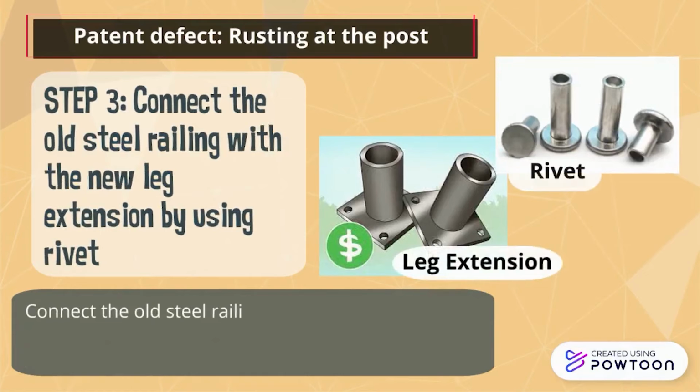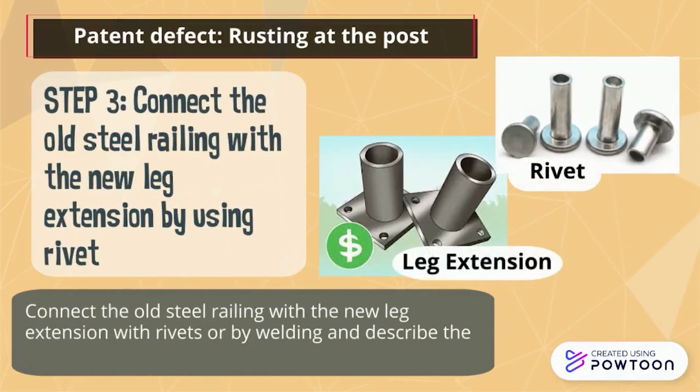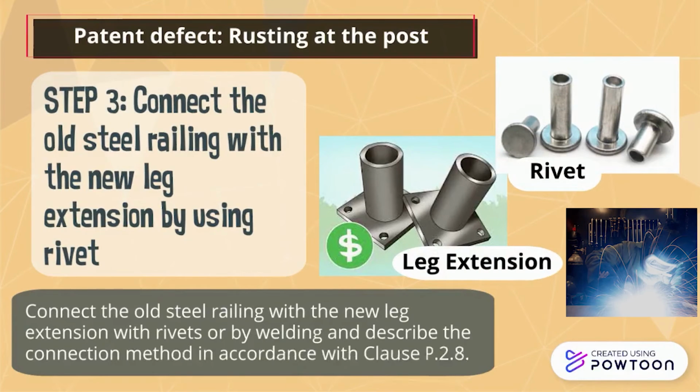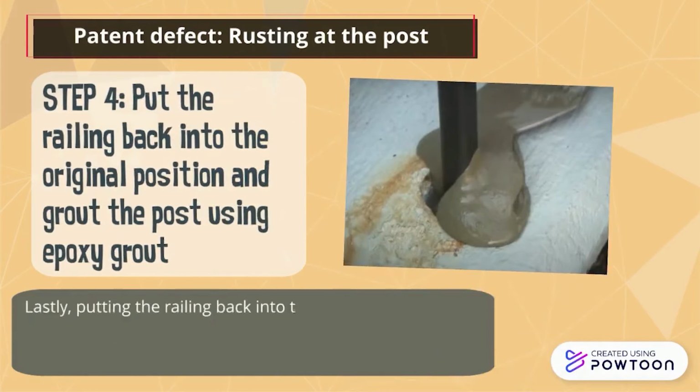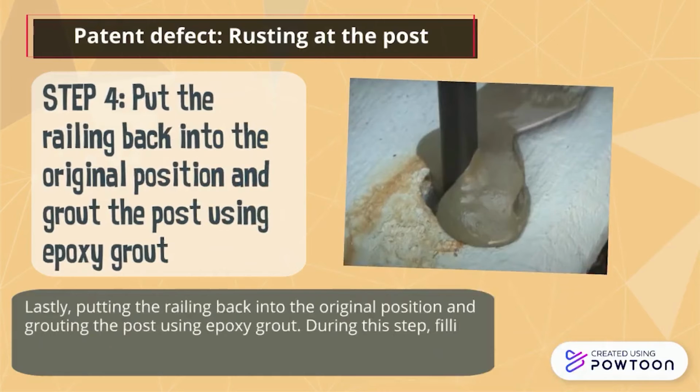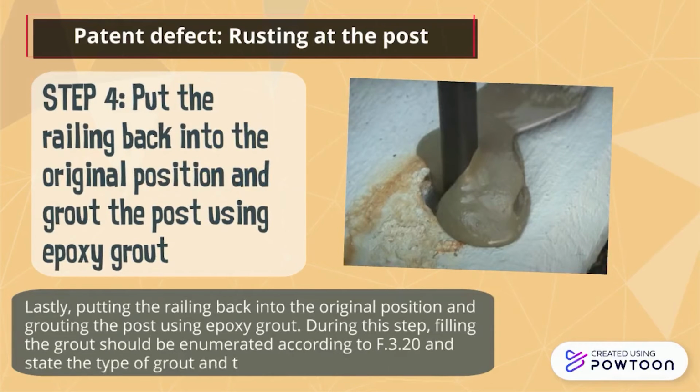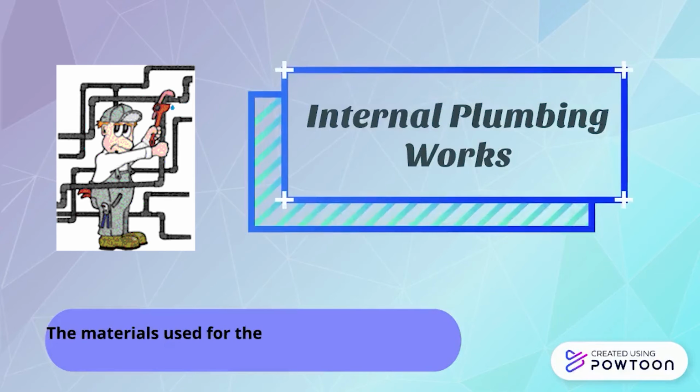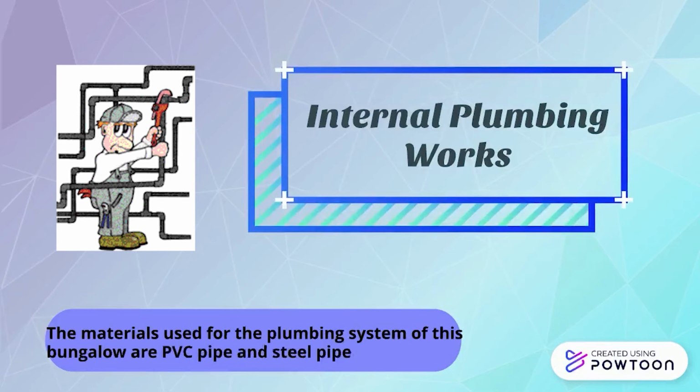Next, connect the old steel railing with the new leg extension with rivets or by welding, and describe the connection method in accordance with clause P.2.8. Lastly, put the railing back into the original positions and ground the posts using expansive grout. During this step, filling the grout should be enumerated according to clause F.3.20, stating the type of grout and the mix. The materials used for the plumbing system of this bungalow are PVC pipe and steel pipe.